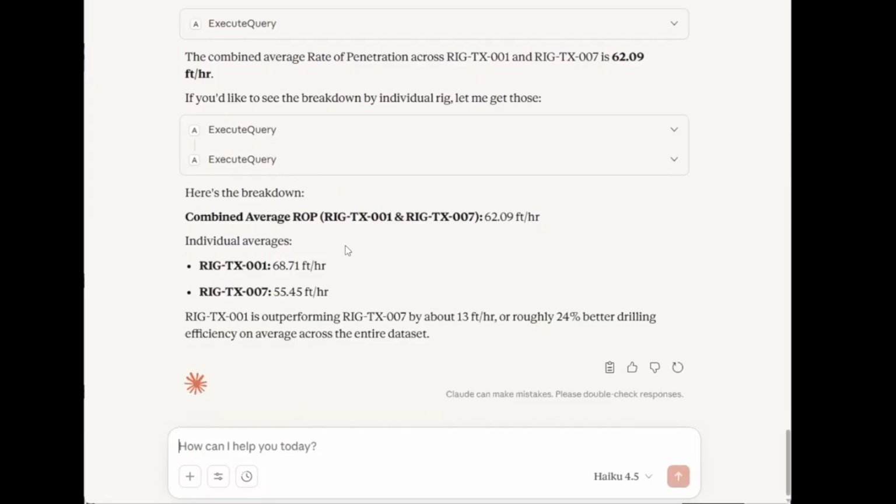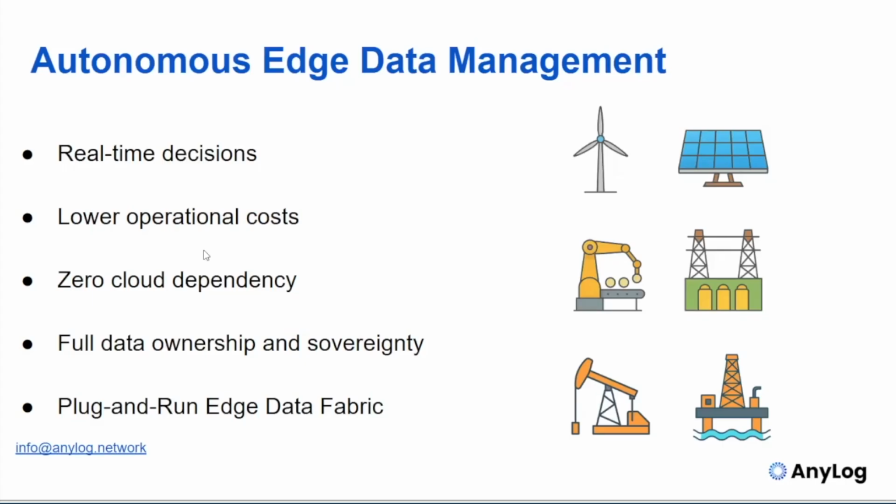All these examples are complex analytical tasks that normally require ETL pipelines, dashboards, and cloud compute. Here, they're answered in seconds directly from the edge data without any engineering effort or dedicated BI software. This is the future of industrial automation and AI.